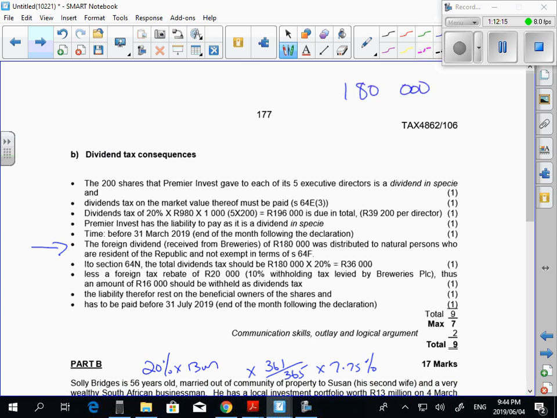Okay. So what they're saying is if you've got the dual listed, and then they give it to an SA company, and then what the SA company does is it gives it to SA residents. The dividend is 180. It's not 200. You guys understand? Because what does the SA company receive? Just 180. Is that all right?